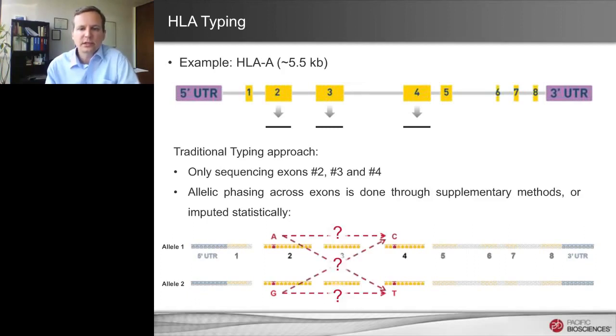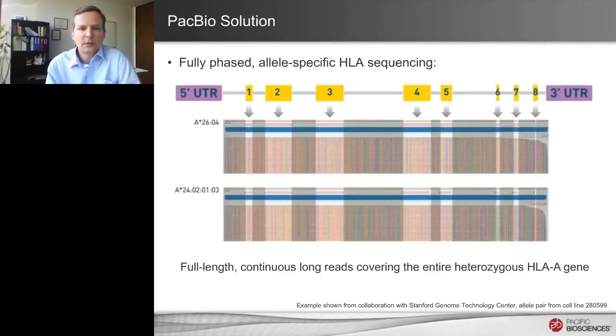And so you're not directly measuring the connection between the different fragments, and it's very difficult to understand whether this A belongs on the same, let's say, maternal chromosome to the C, or whether it's connected to the T. And so precisely this phasing is at the heart of improving the chances of transplant operations and also understanding these diseases. The PacBio solution is full-length, fully phased allele-specific HLA sequencing.